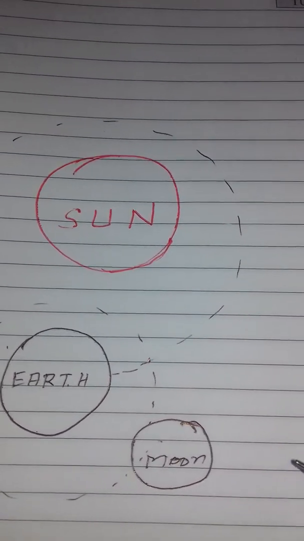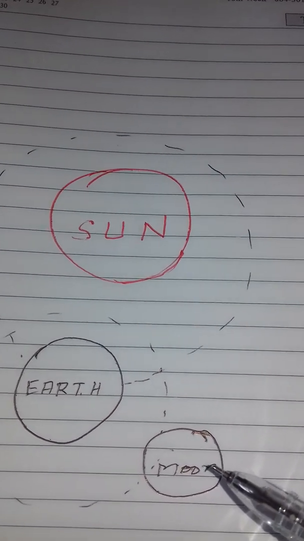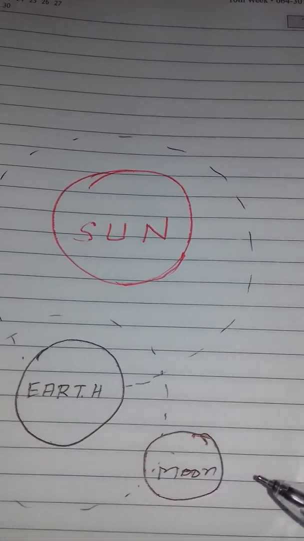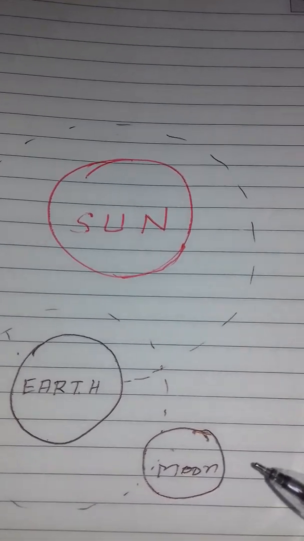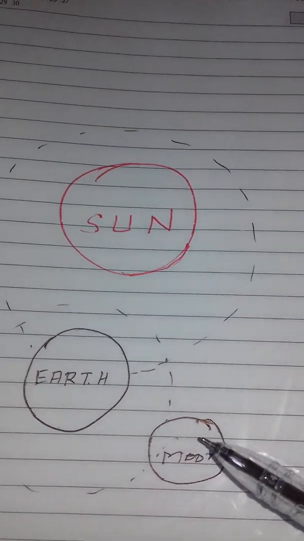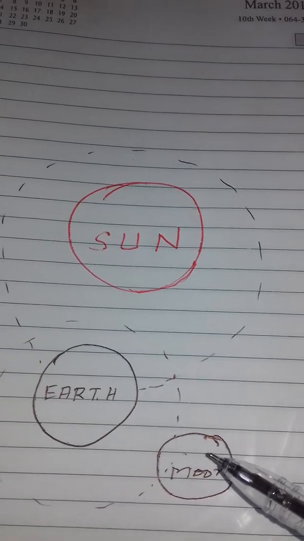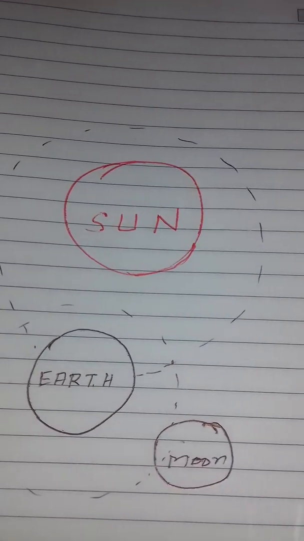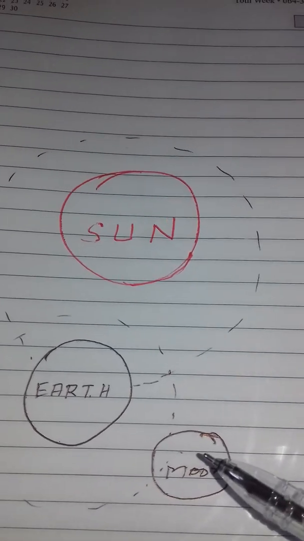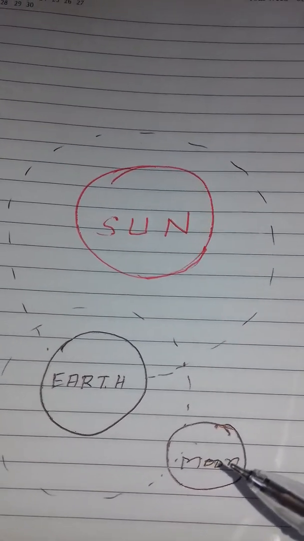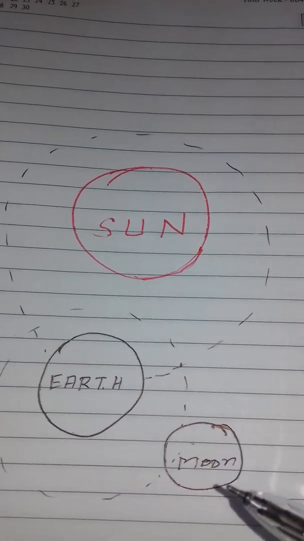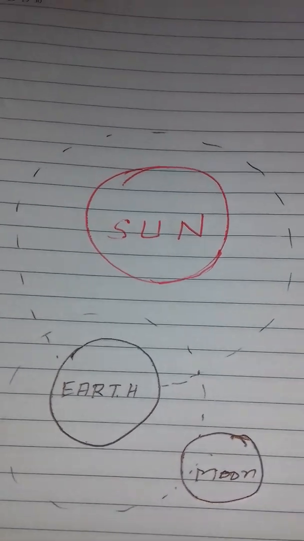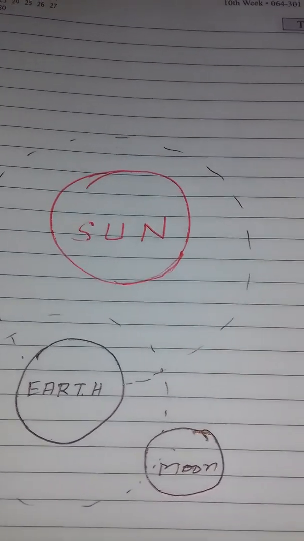And the moon has very little water. This water is found only as ice and in rocks. But the moon has no air, so when people go to the moon, they have to take oxygen with them, and there is no life on the moon. Okay, understood?